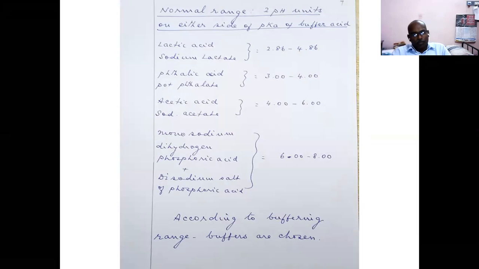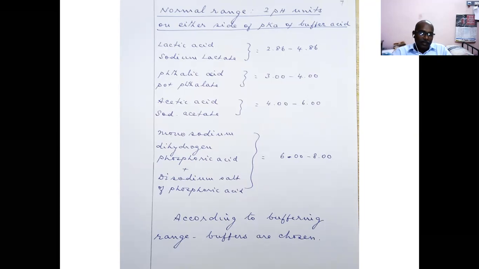Similarly, phthalic acid and potassium phthalate can buffer from 3 to 4 pH. Acetic acid and sodium acetate can buffer from 4 to 6 pH. Similarly, monosodium dihydrogen phosphate and the disodium salt of phosphoric acid can buffer between 6 and 8 pH. So whatever the pH range that we need, we can choose a buffer accordingly.